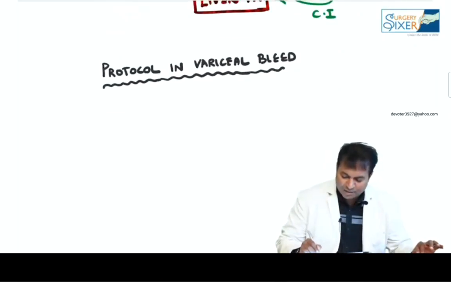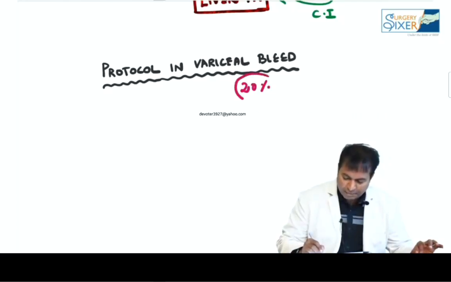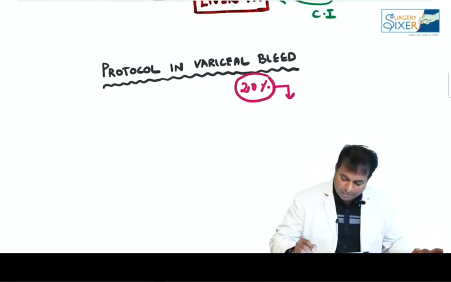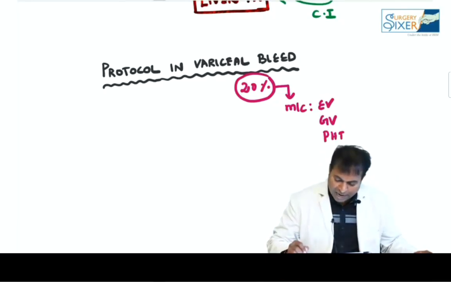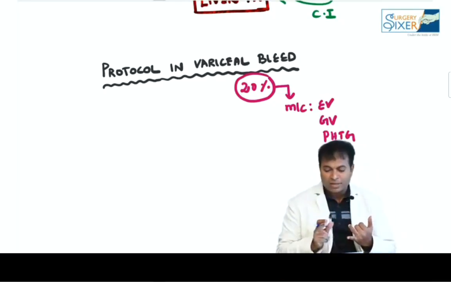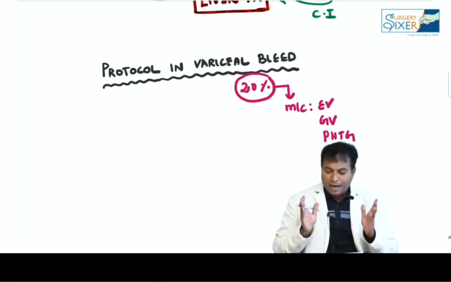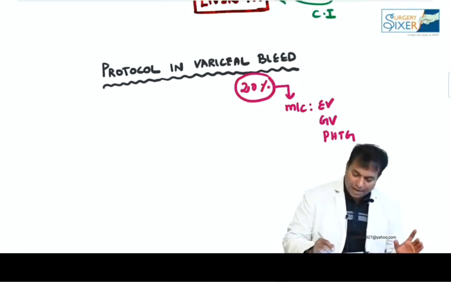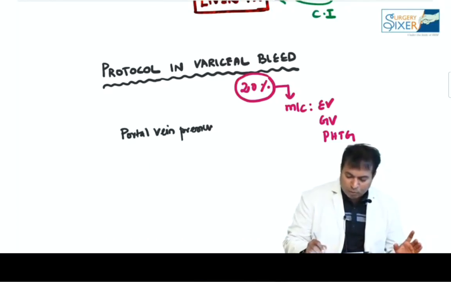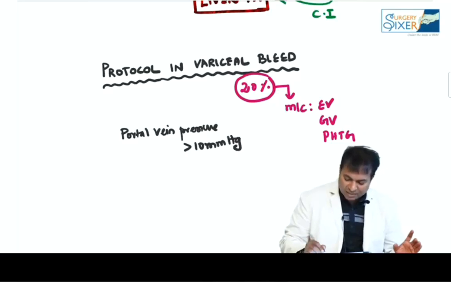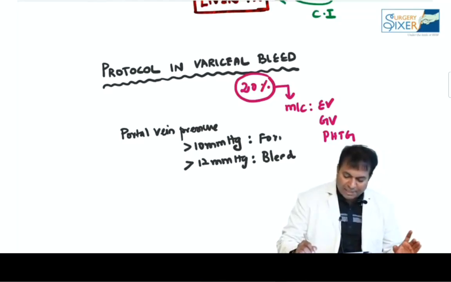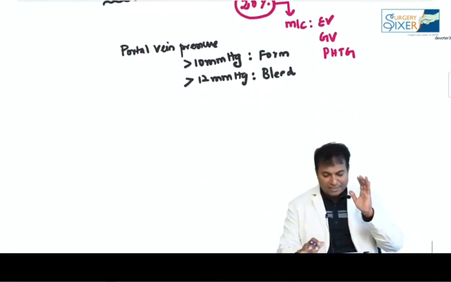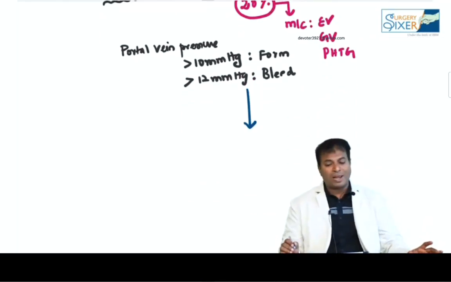Among the various causes of upper GI bleed, variceal bleed is only 20%. 80% is other causes. Of this 20%, the most common is esophageal varices. Other causes are gastric varices and portal hypertensive gastropathy. So the most common cause of variceal bleed is rupture of esophageal varices, or gastric varices, or portal hypertensive gastropathy. And this bleeding happens when the portal vein pressure becomes how much? When the portal vein pressure becomes more than 10 millimeters mercury, varices are formed, and when it is more than 12 millimeters mercury, varices will bleed. So it will start bleeding when the pressure is more than 12 millimeters mercury.